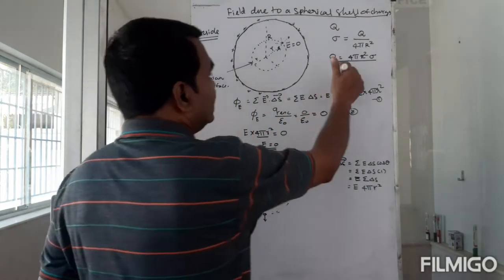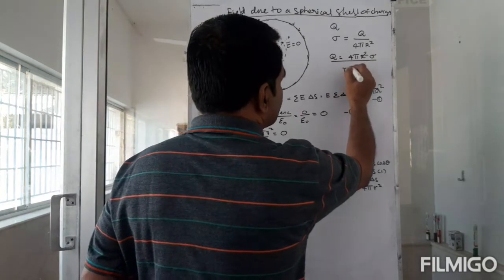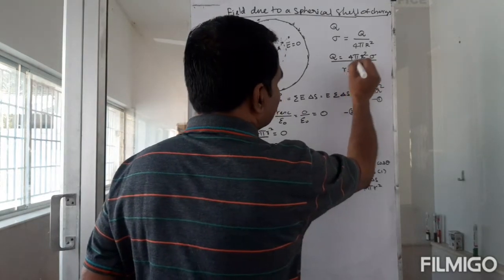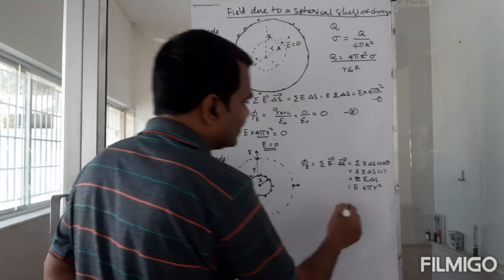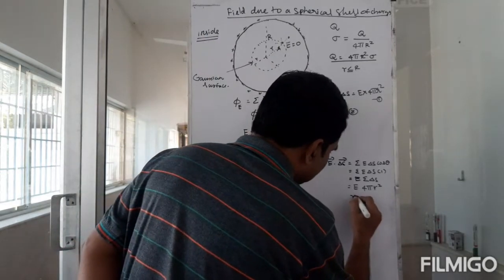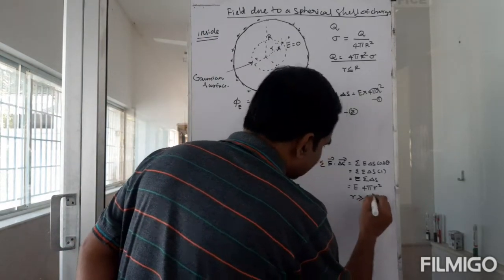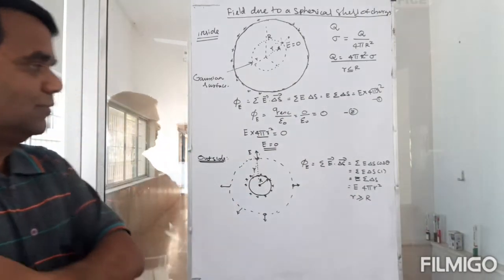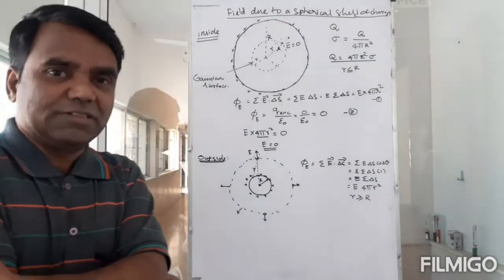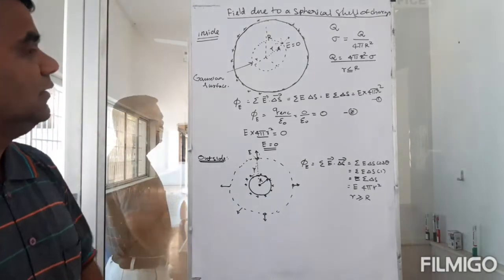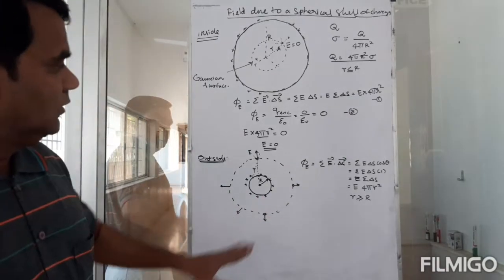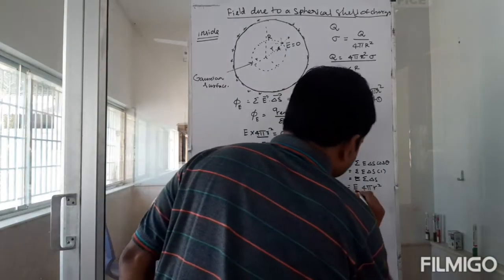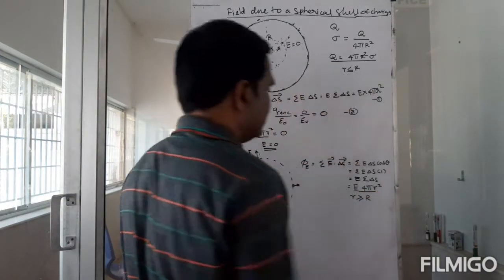So note here r was smaller than R, but here r is greater than R. Okay, so that's the point I'm trying to say. Anyway, in either case, this is what you did. So this is your stuff.